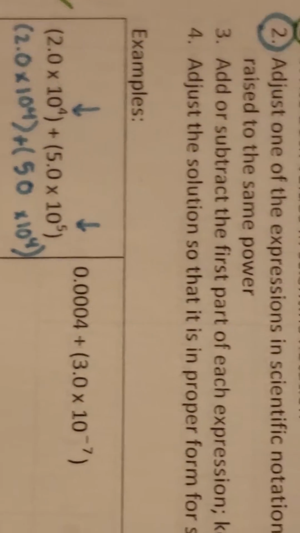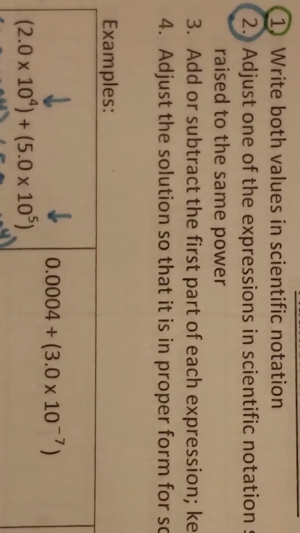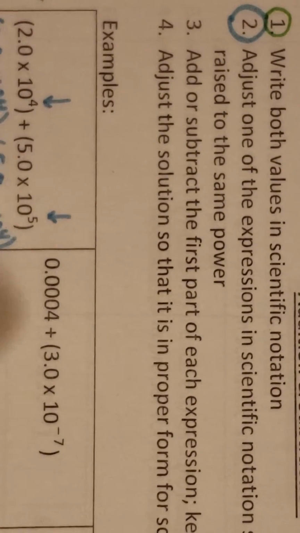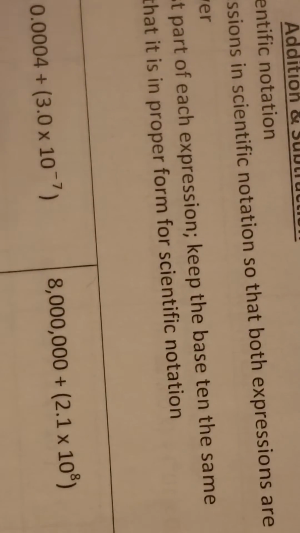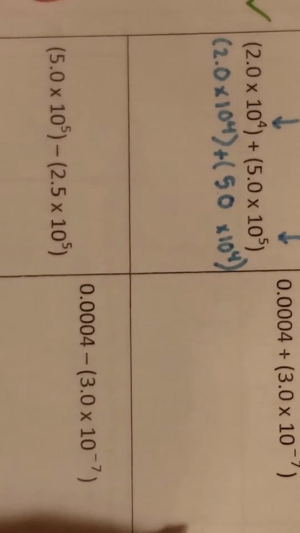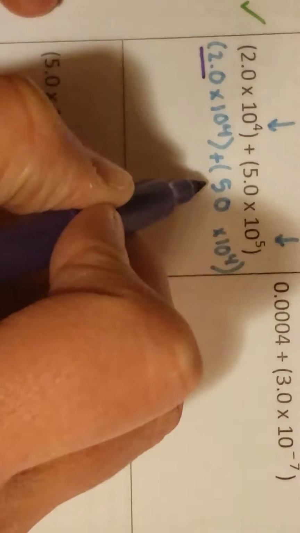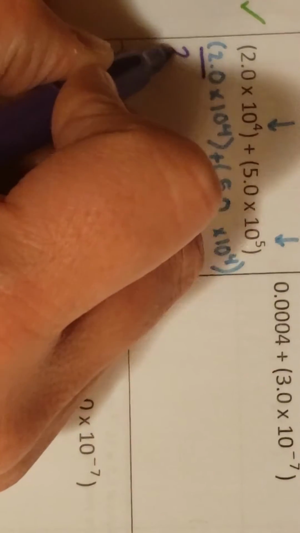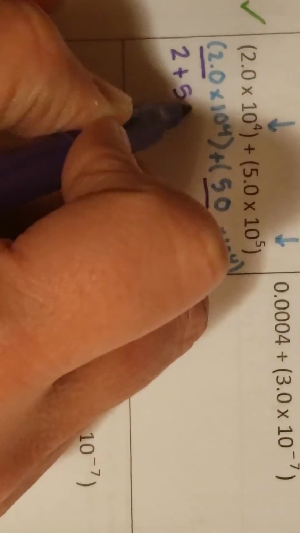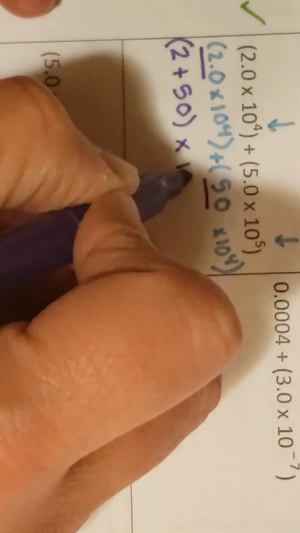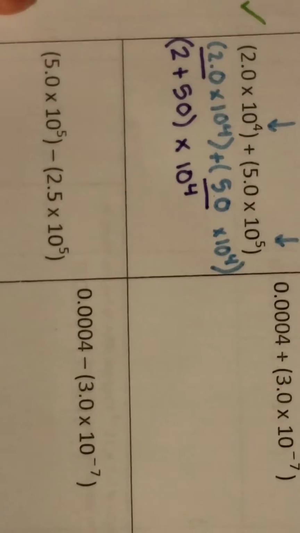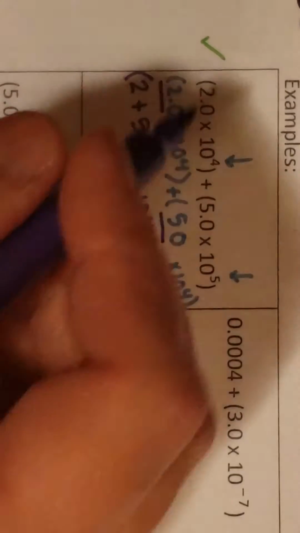Okay. The next part is to add or subtract the first part of each expression. And when we do that, we are going to keep the base 10 the same. So we are going to add the first part, so 2 plus 50, and keep the base the same, just like so.